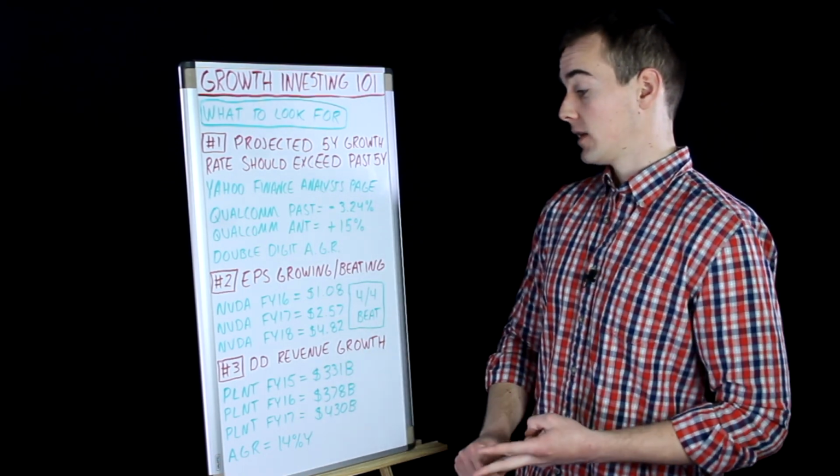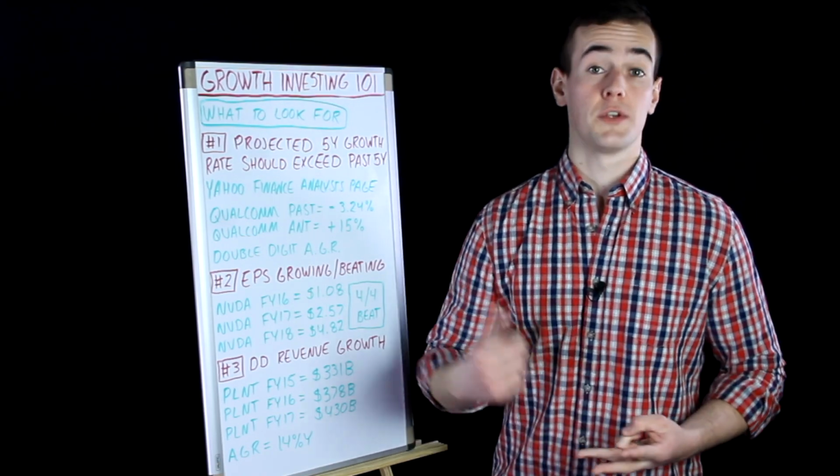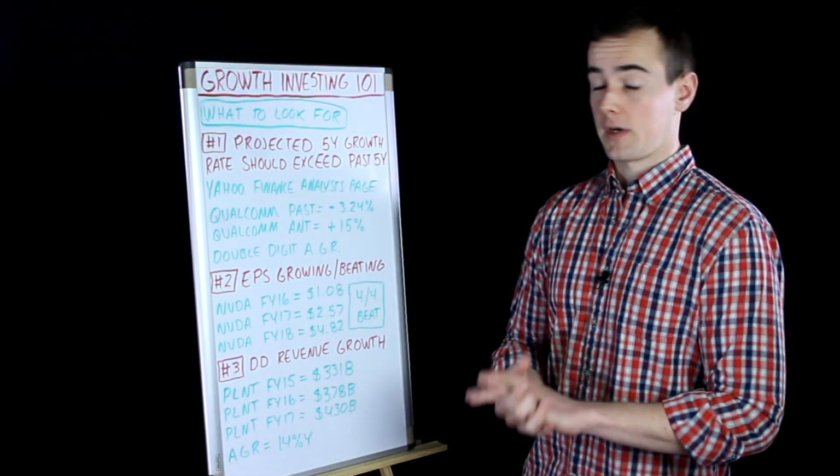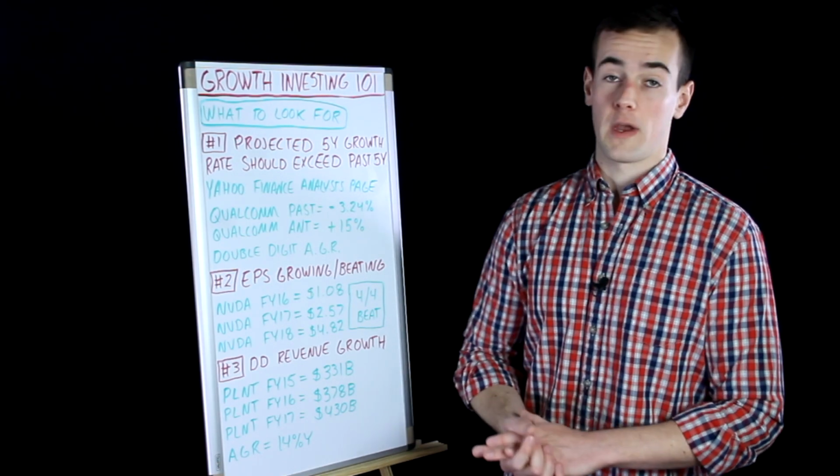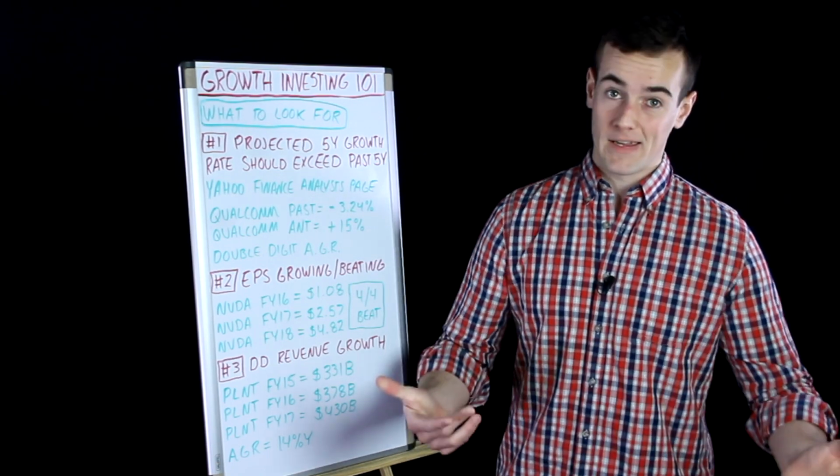And then third and finally, we look for double-digit revenue growth year over year. And for this, we're going to use Planet Fitness as an example. So in fiscal year 2015, they did $331 billion in revenue. For fiscal year 2016, they did $378 billion. And for fiscal year 2017, they did $430 billion. So that gives them an annual growth rate of 14% per year, making this a growth stock.